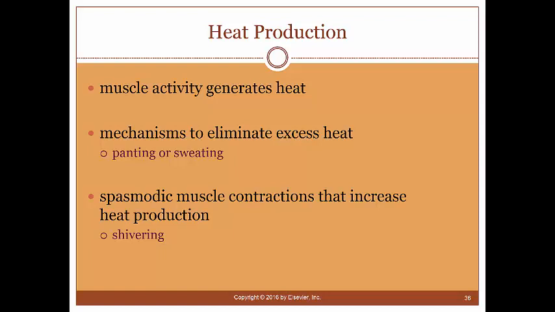So heat is going to be a byproduct of muscle activities. The body can use skeletal muscle in the form of shivering to try to raise body heat, but the body can also generate too much body heat through muscle contraction. And in those cases, the body has to have ways of getting rid of that excess heat. So this is where we get panting in dogs or sweating in people and horses.